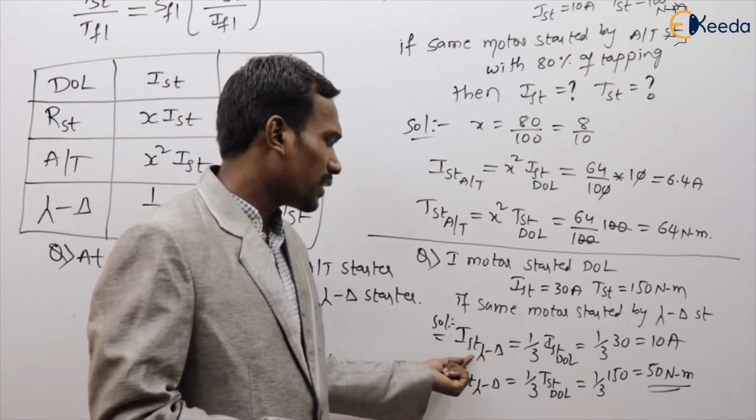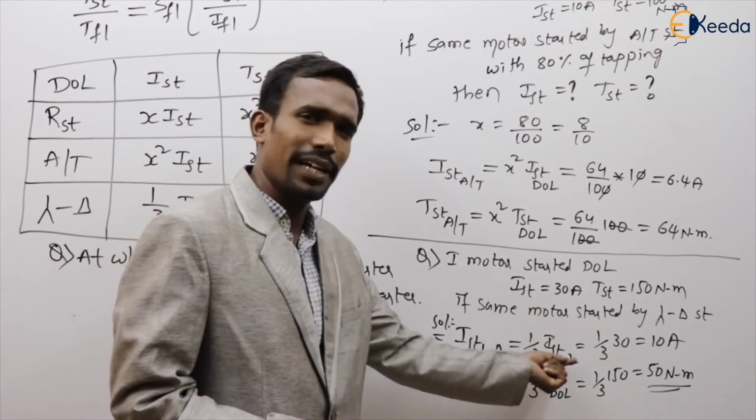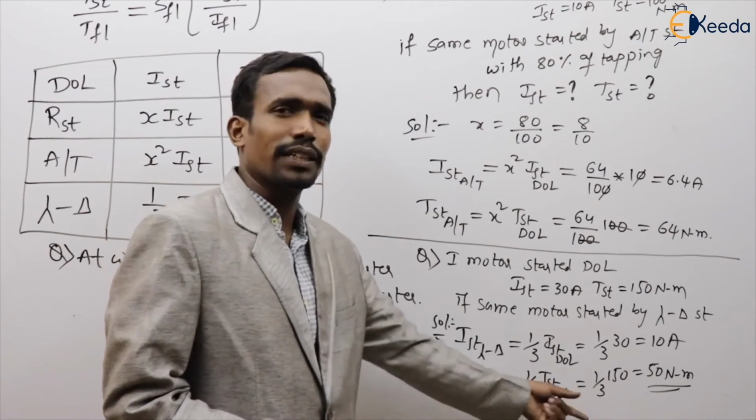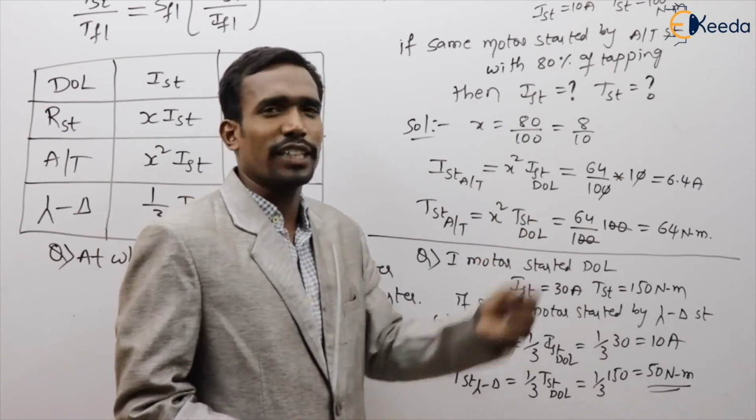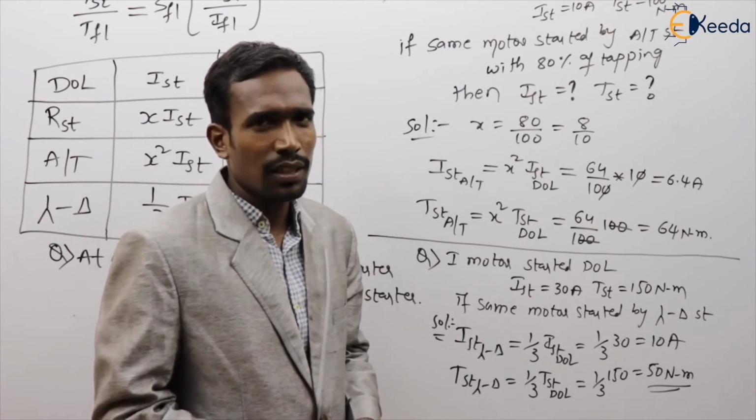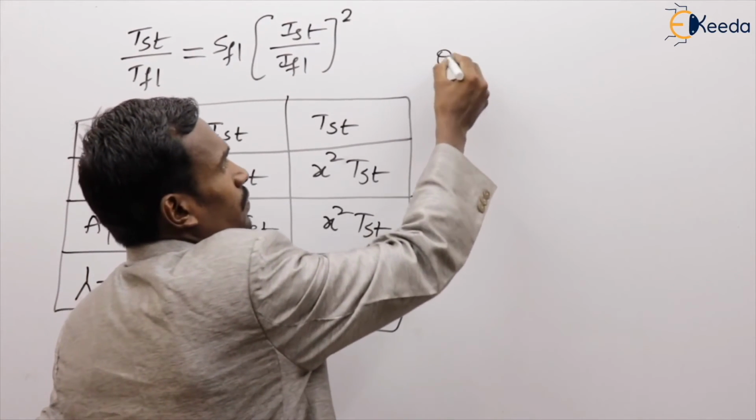The starting current in star delta is 1 by 3 times. Starting torque 1 by 3 times. Starting current x square times. Starting torque x square times. Right? Next question.